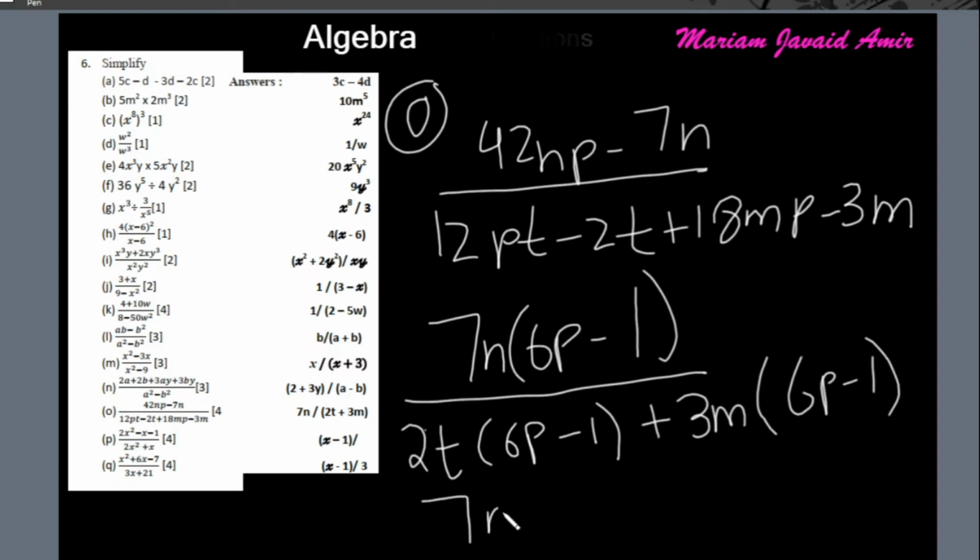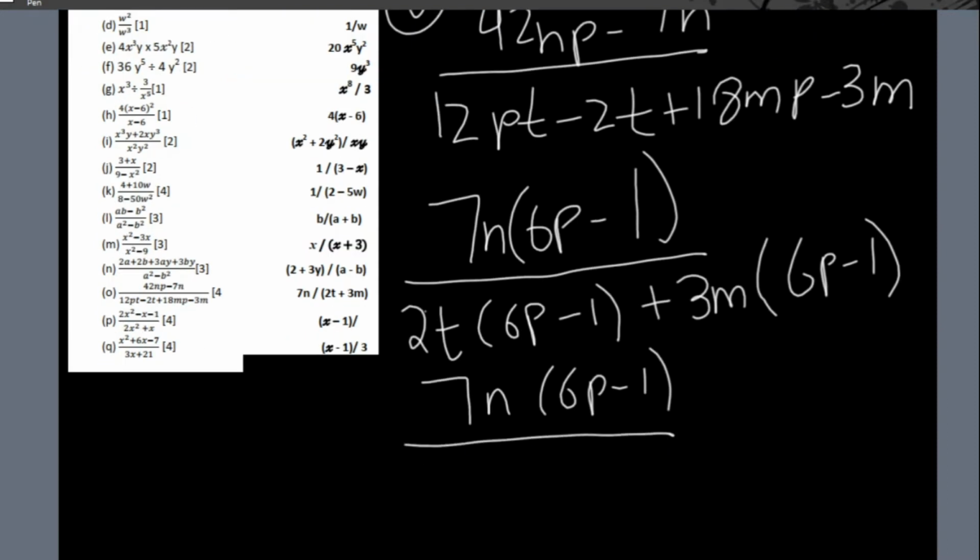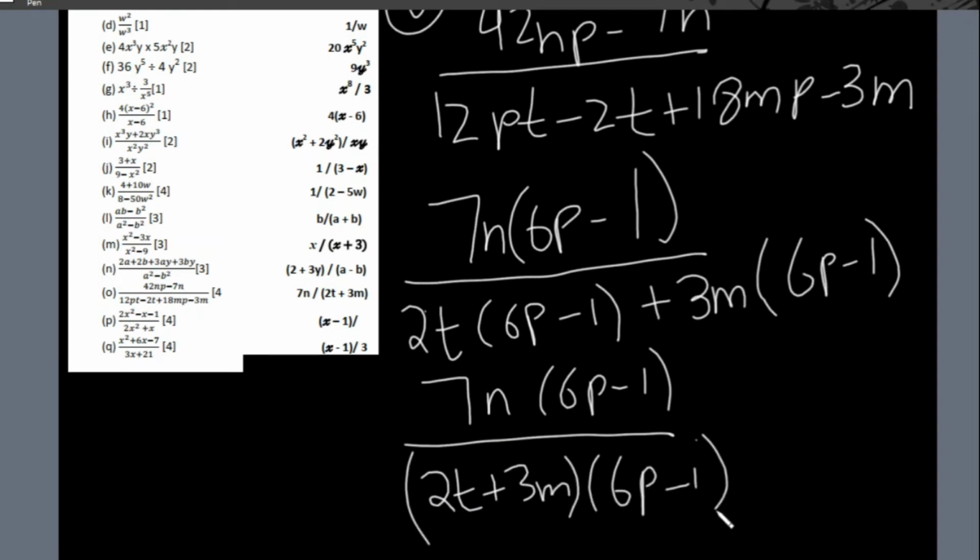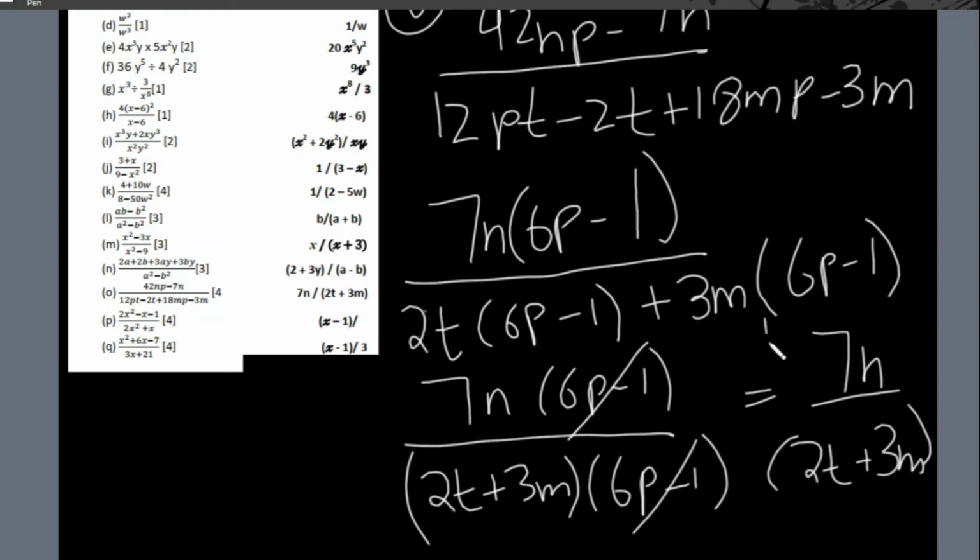Again the numerator is 7n times 6p minus 1. And finish factorizing the denominator, we're left with 2t plus 3m bracket 6p minus 1. 6p minus 1 gets cancelled and we're left with 7n over 2t plus 3m. Answer for part O.